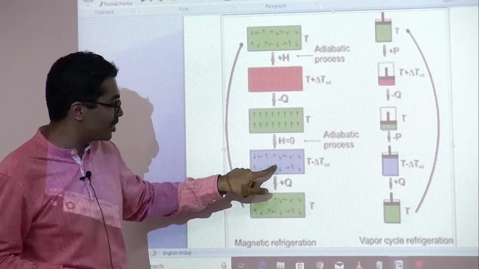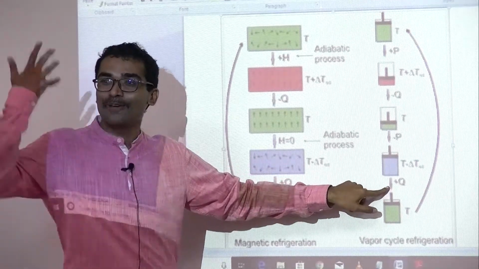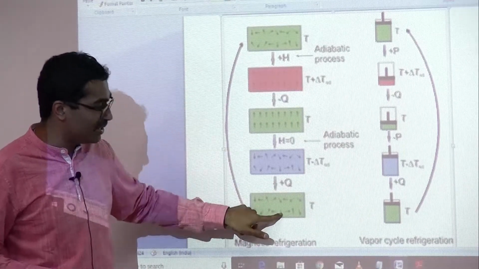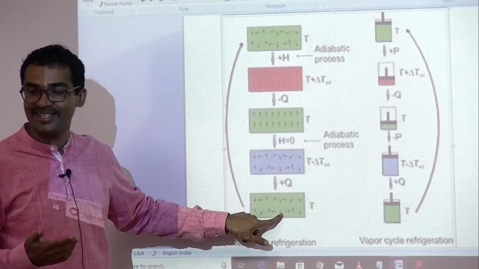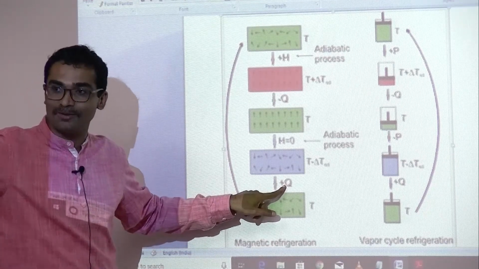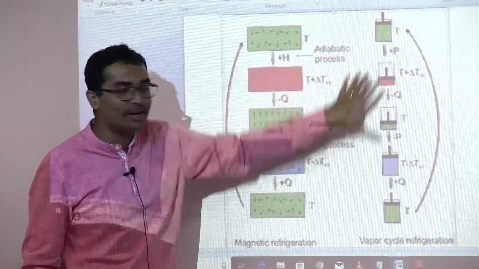So this is demagnetization. So it cools down. So it is the equivalent of expansion, all right, and then I am adding energy to it. It basically comes back to a temperature T. Where is this energy coming from? From the room. So it's extracting energy from the room. So I can actually develop a magnetic refrigerator as a consequence.